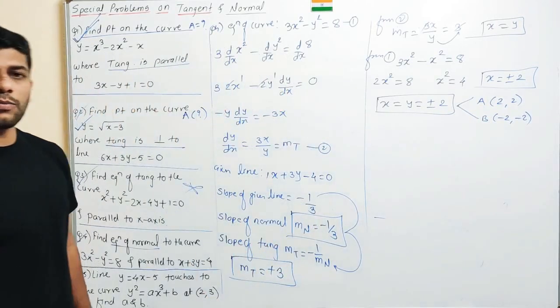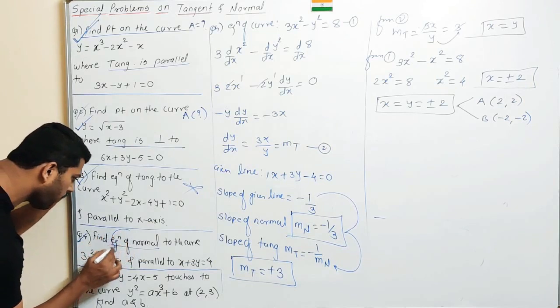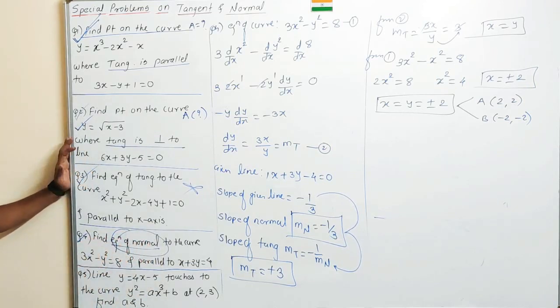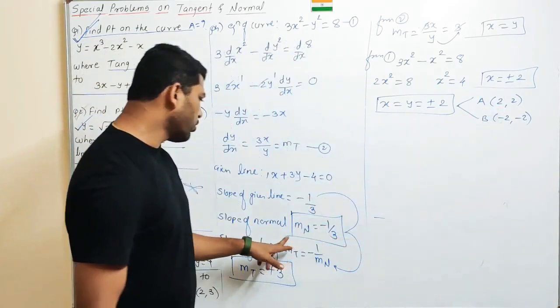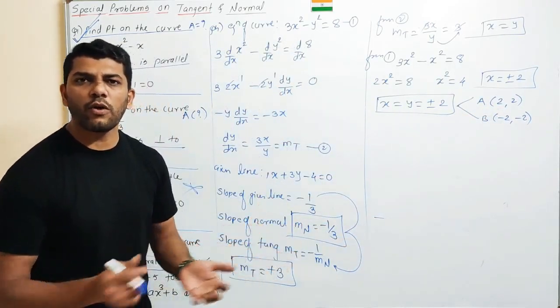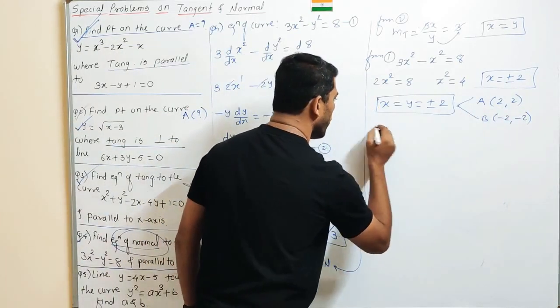But the requirement of the problem is not the point. The requirement of the problem is about finding the equation of normal. They want the equation of normal. But friends, we already know the point, we know the slope, we can use the slope point form to find the equation of normal. So out of these two, I am considering, let's say, the point A.